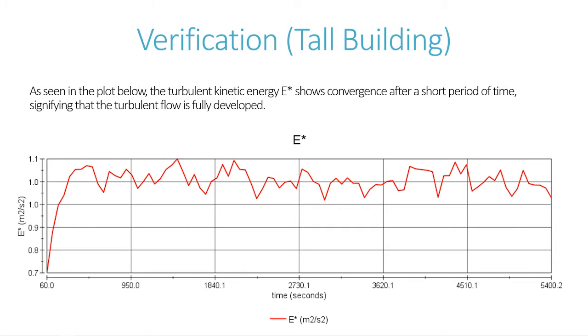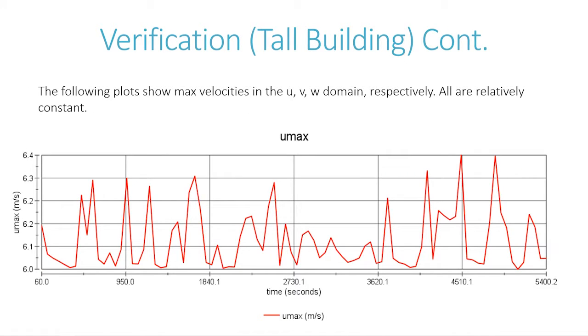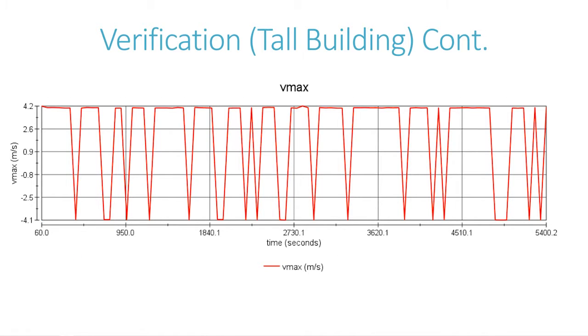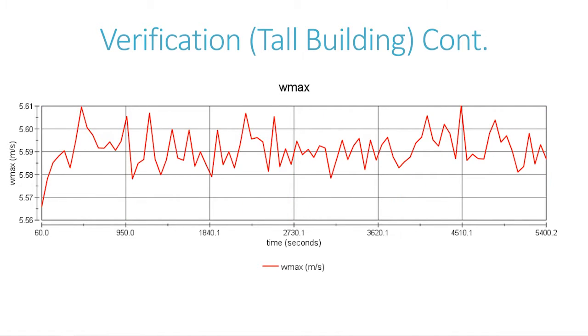So for the verification of the tall building, we can see here that E star represents the turbulent kinetic energy, and it has converged after a short period of time, signifying that the turbulent flow is fully developed. And for the tall building, we're continuing on to Umax. You can see that it ranges from 6 to 6.4. Vmax ranging from 4.2 to negative 4.1 as that flow goes in those positive and negative y directions around the building. And Wmax ranges from 5.56 to 5.61.